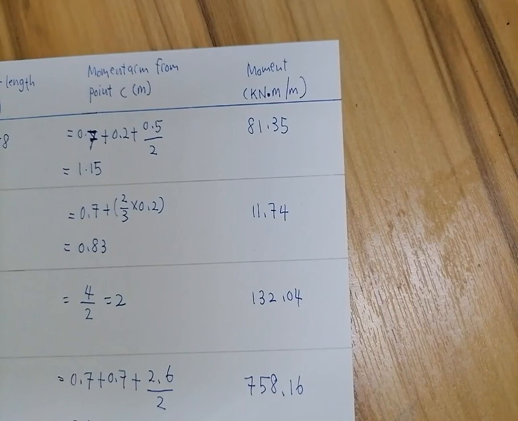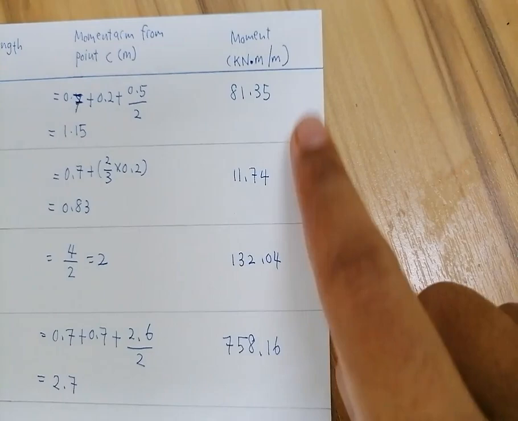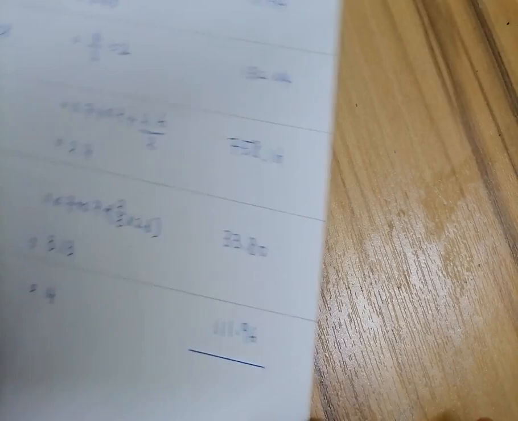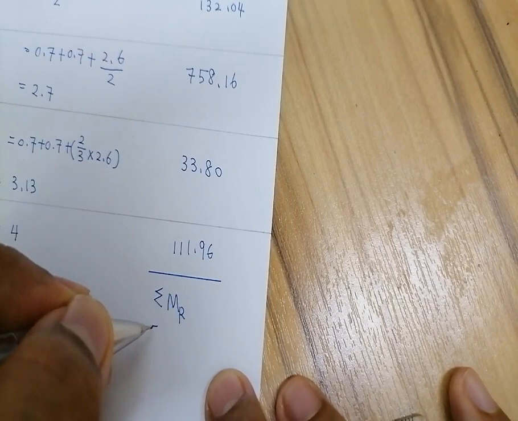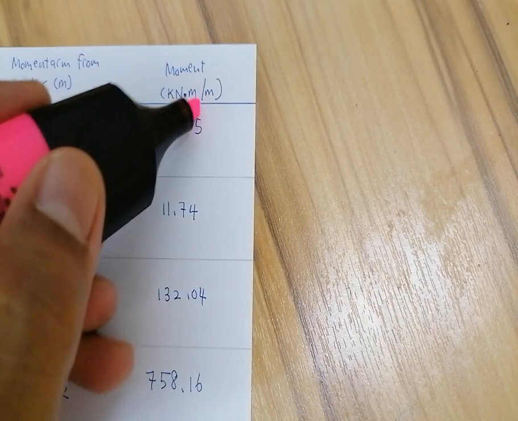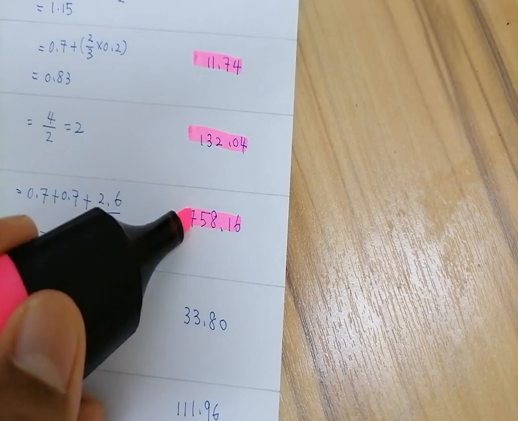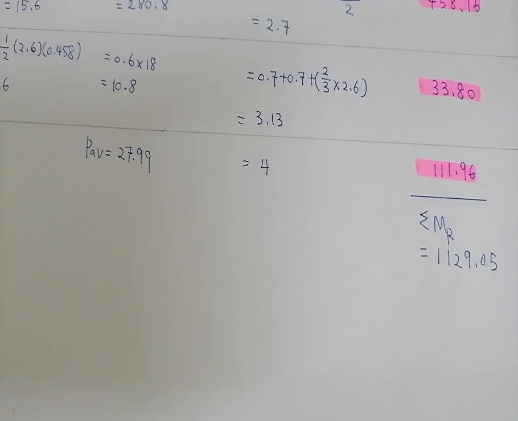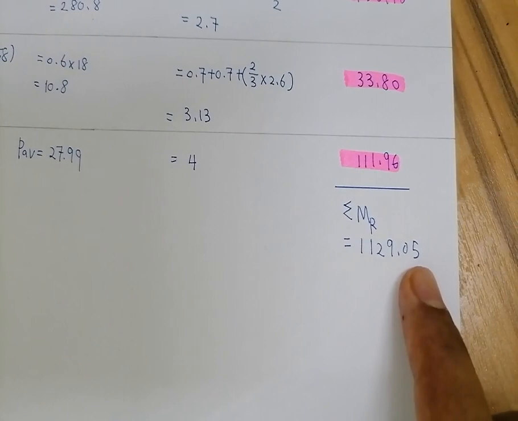So the next one is we have to sum up all the numbers: 1, 2, 3, 4, 5, 6. Summation of resisting moments, R is for resisting, and this equals to this number, which I'm going to highlight in pink, 81.35, this one, and that one. So you add up all the numbers and it is equal to 1129.05 for the resisting moments.